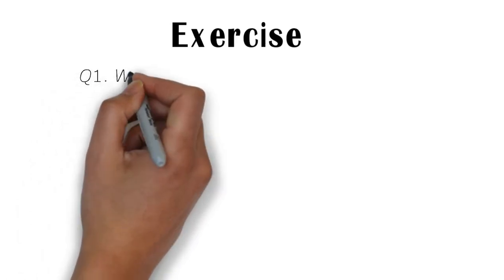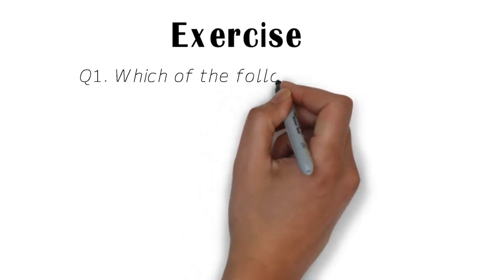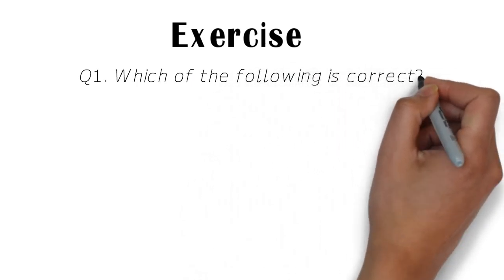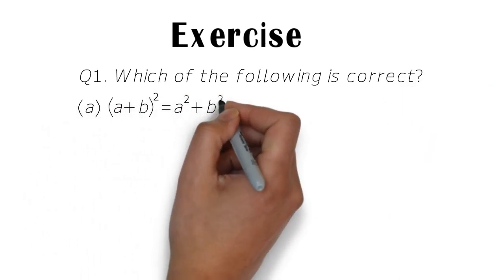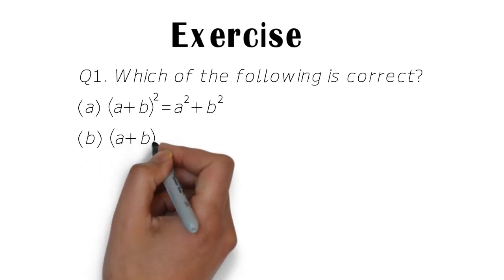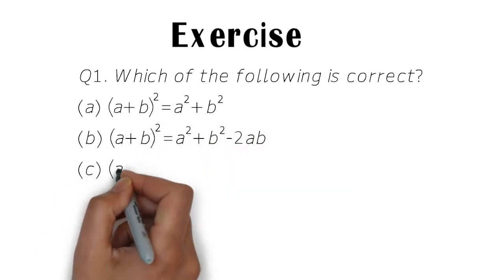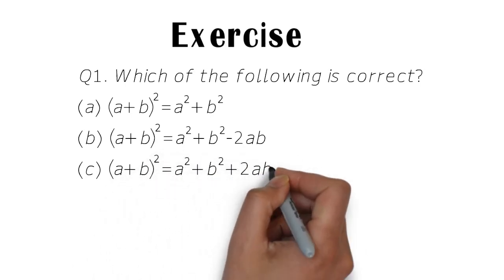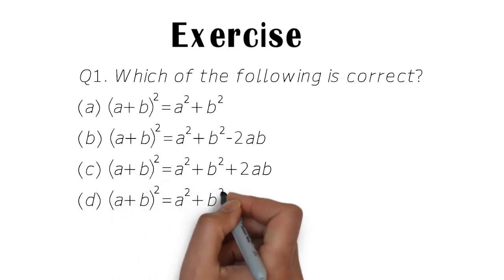Question 1. I have some expressions here, which of the following is correct? A, is it that a plus b all squared equals a square plus b square? B, is it a plus b all squared equals a square plus b square minus 2ab? C, is it equals a square plus b square plus 2ab? And D, is it equals a square plus b square plus ab?